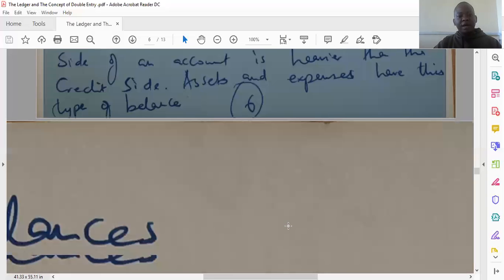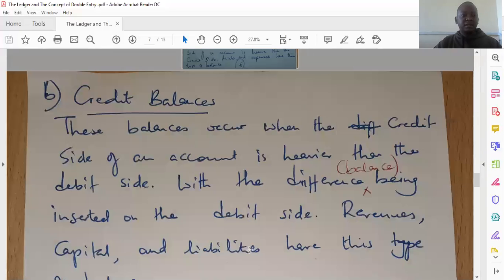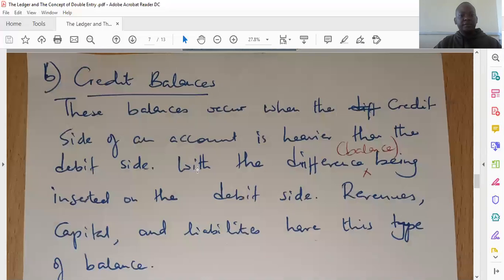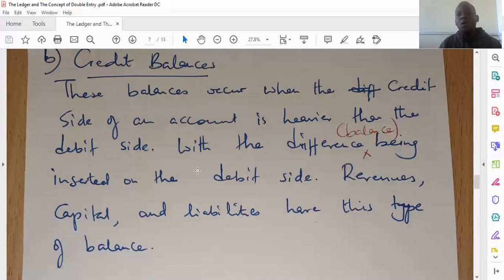The second type of balance is the credit balance. These balances occur when the credit side of an account is heavier than the debit side, with the difference, also known as the balance, being inserted on the debit side. Revenues, capital, and liabilities have this type of balance.